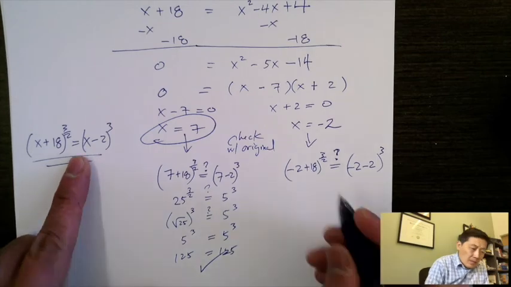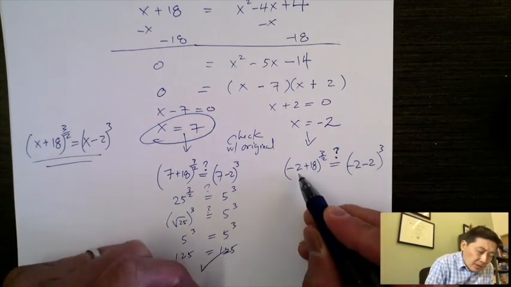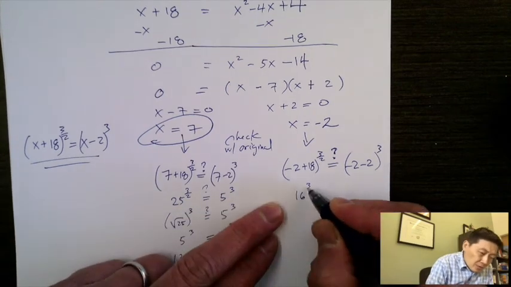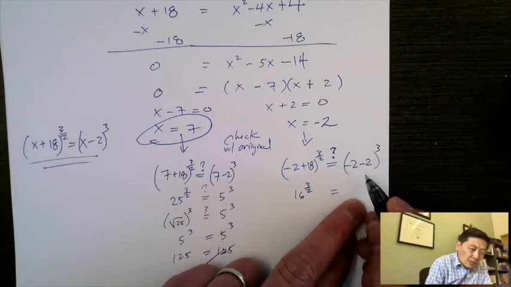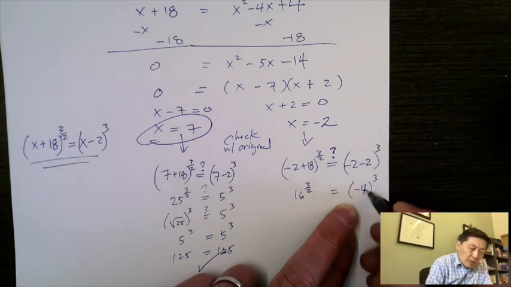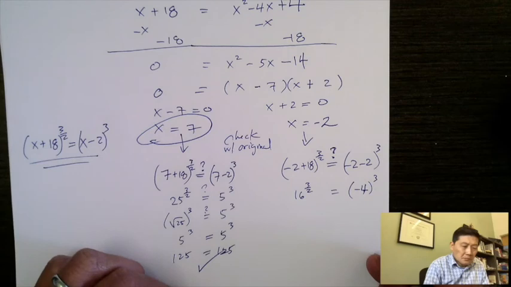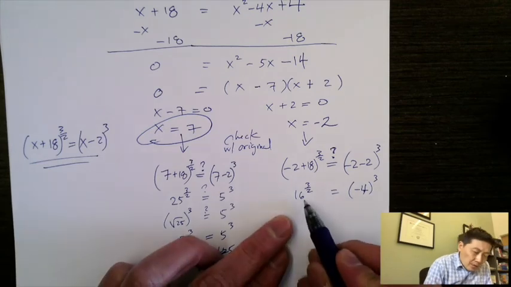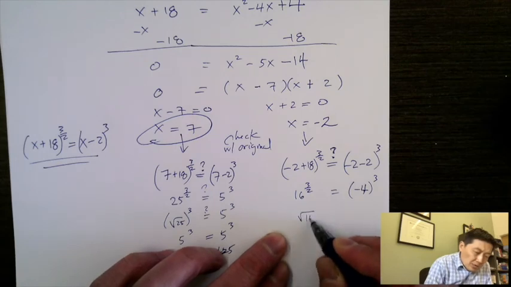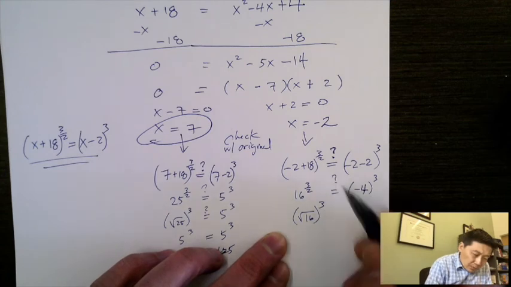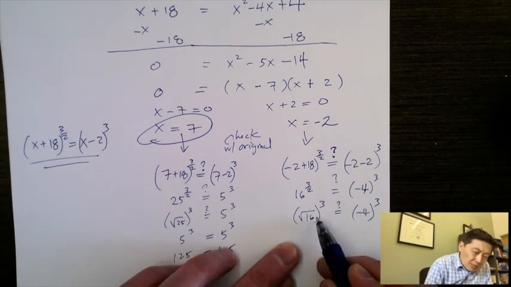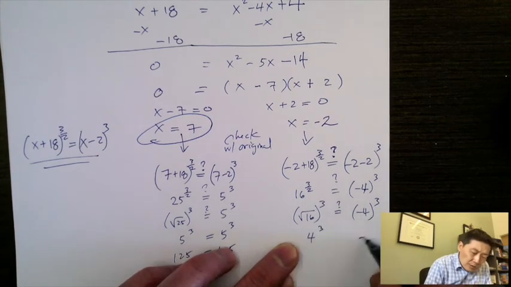So in this case, negative 2 plus 18 is 16, so 16 to the 3 halves power. And over here on this side, we've got negative 4 to the 3rd power. Okay, on this side, notice this basically is the square root of 16, the whole thing to the third power. Again, question mark, negative 4 to the third power. So the square root of 16 is 4, so it's 4 to the third power versus negative 4 to the third power.